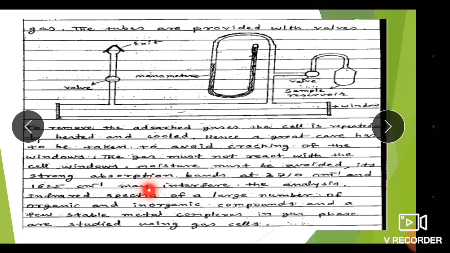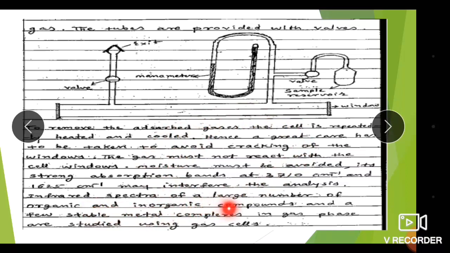Why are we avoiding moisture? Because its absorption bands, observed at 3710 centimeter inverse and 1625 centimeter inverse, may interfere in the analysis. So these are the characteristic absorption bands of moisture, that is, water. So moisture is avoided for that region.